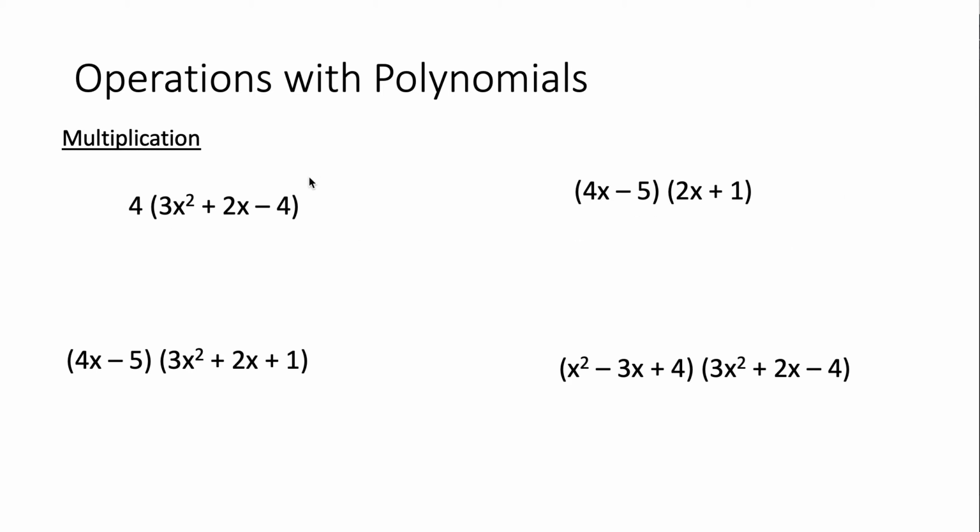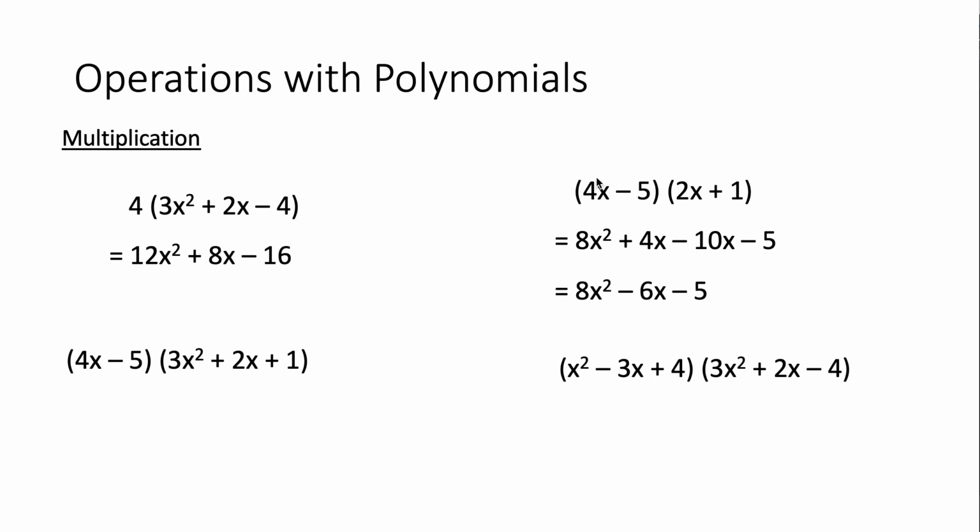With multiplication, I've got 4 examples here, and it's all just a matter of expanding them out using the distributive law. So here it'll be 4 times each of these terms. In this example, we use the FOIL, which is a sort of a shorthand way of saying distributive law. So it's 4x times 2x, 4x times 1, negative 5 times 2x, negative 5 times 1. And then you've got 2 terms that are x, so you simplify them.